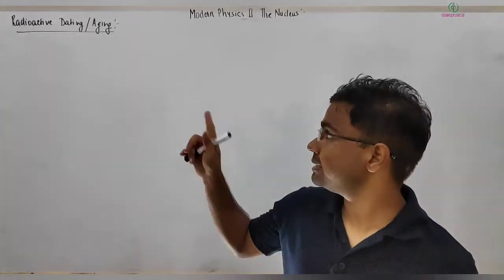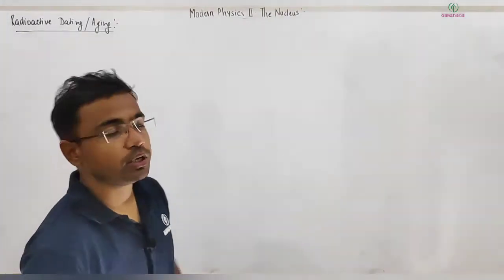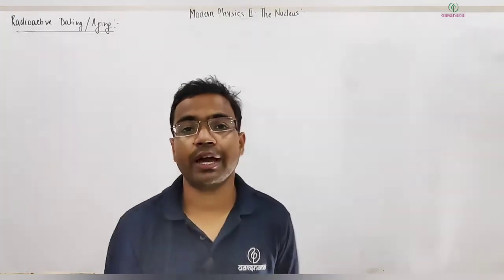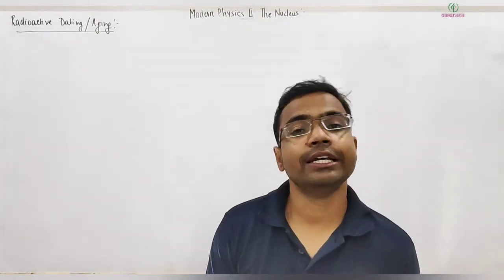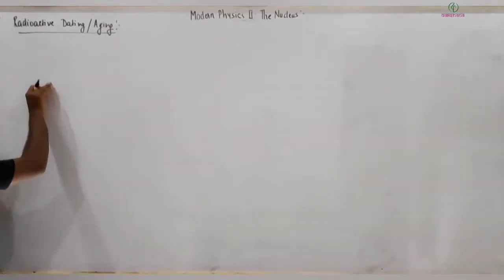Okay, so that is basically what we are studying in radioactive dating. There are many ways, but we are going to study only two. We have carbon dating and uranium dating, right? So what is that? Dating means finding age.